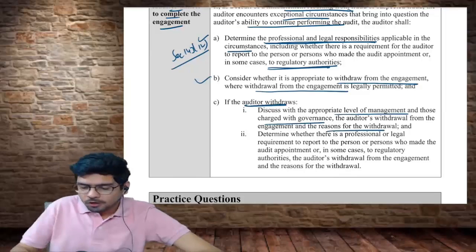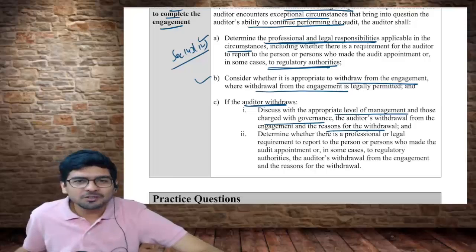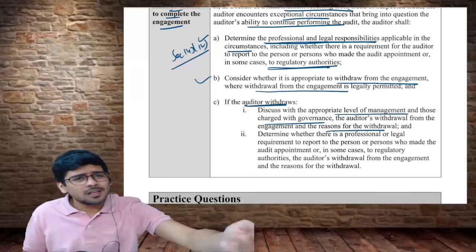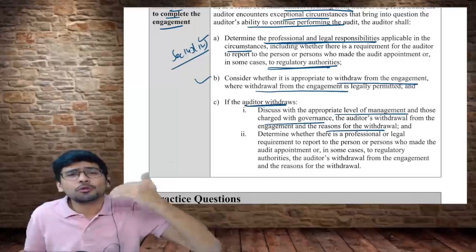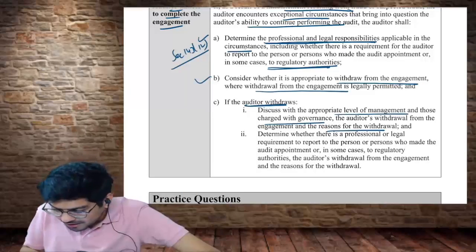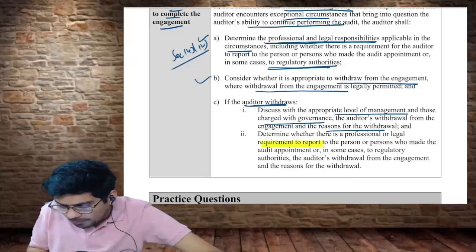So we are respectable, we are professionals. Even if we leave the engagement, we are going to tell that there is a clear case of fraud here, and because of this we are leaving the organization. So you are going to discuss with the management and TCWG and determine whether there is a professional or legal requirement to report again.